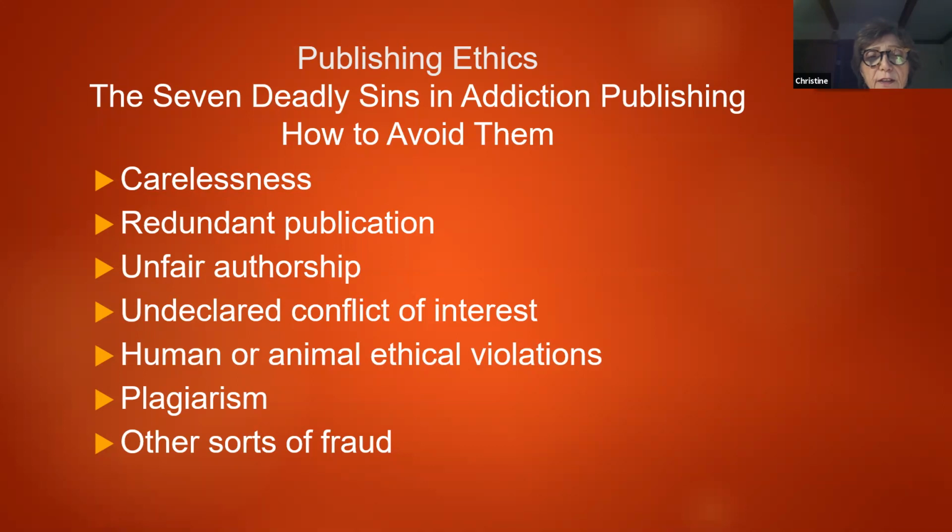Redundant publication: something's been published before, and you republish it or large parts of it. Unfair authorship: not giving credit where credit is due, or giving credit to people with minimal participation. Undeclared conflict of interest: if you receive money from the tobacco industry, alcohol industry, or the gambling industry, for example, those are very common ones, but there are lots of different types of conflict of interest, and we'll talk about that. Human or animal ethical violations, and we know there's been some history of that in the U.S.